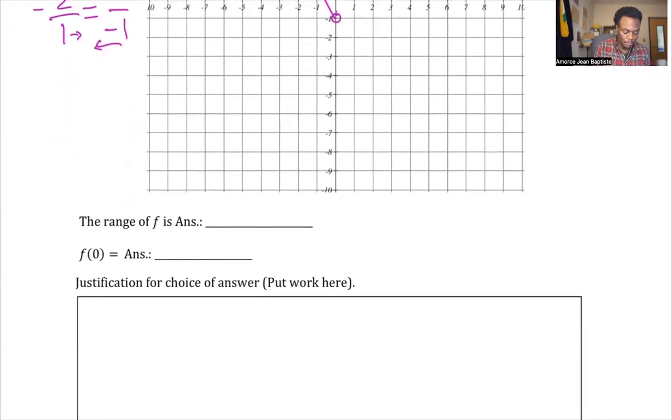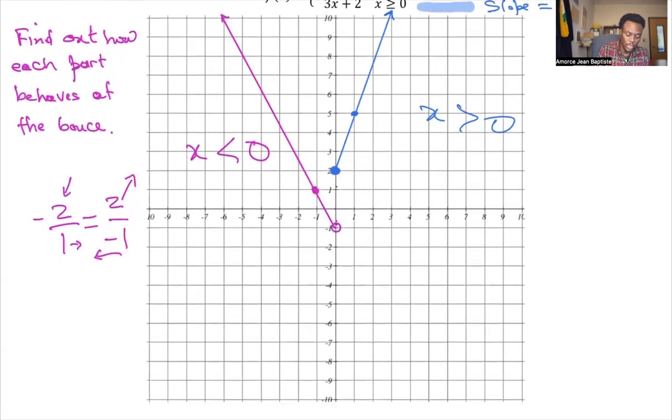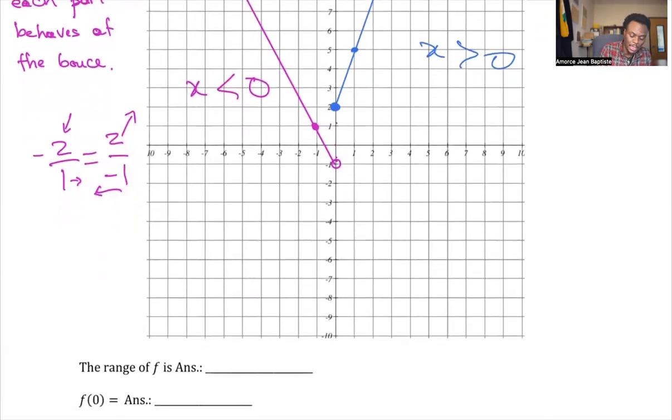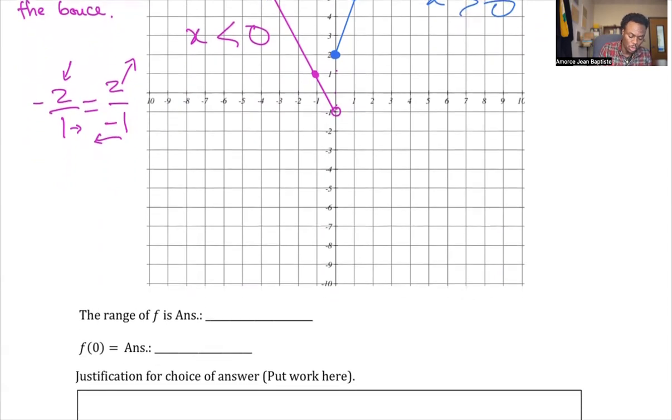So our next example here, oh, well, we're not done yet. What's the range of this? The range would be from the bottom number, right? The bottom number here is -1, but it's not included because it's an open circle. So the range would be from -1 to positive infinity because it goes on forever.